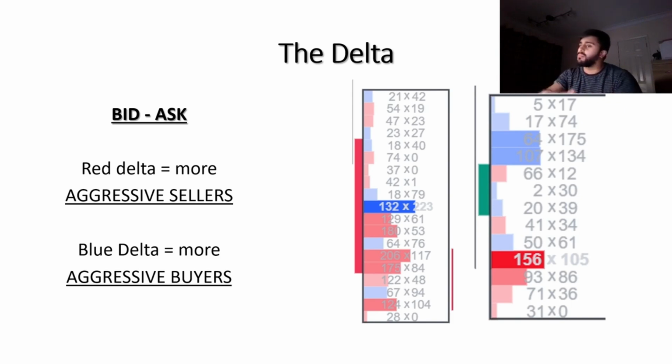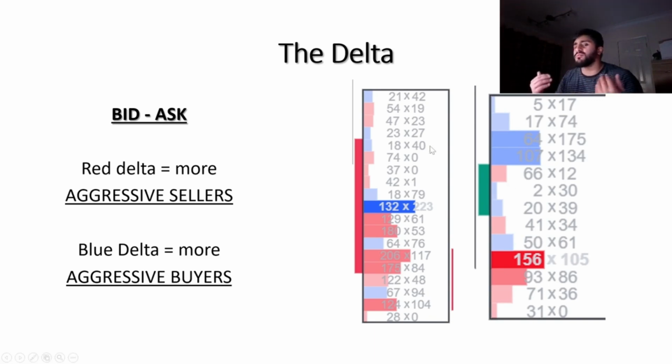Quite intuitive. Now blue is the opposite. There's the bid and the ask is a positive number, right? So the bid minus the ask is above zero. There's more aggressive buyers than there are aggressive sellers. And this tells us that, again, there's more aggressive buyers than there are aggressive sellers, right? That's the basic concept of delta.